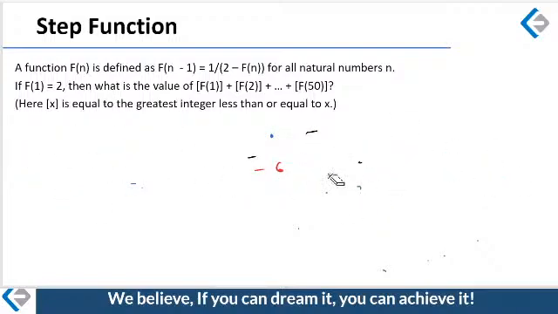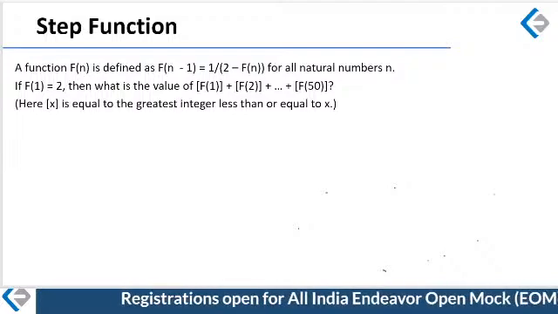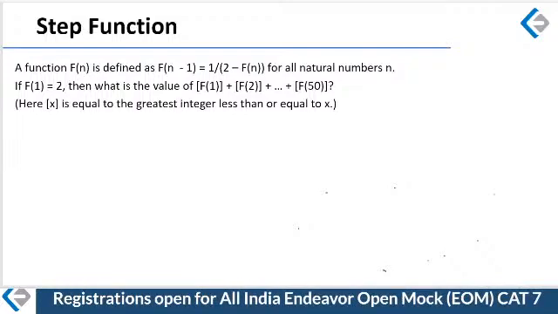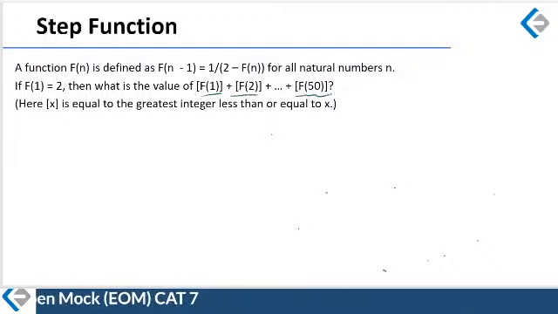Now we understood these terms. Now let me show you the samples. Read this question to yourself. A function f of n is defined as something like this for all natural numbers. And if f of 1 is nothing but 2, then what will be the value of this entire thing: f of 1, f of 2, and so on up to f of 50?